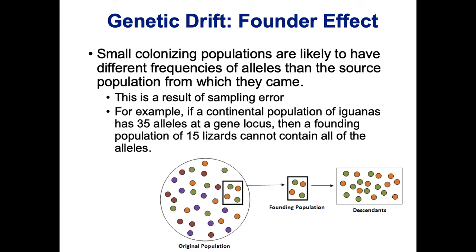So an example is if a continental population of iguanas has 35 alleles at a particular locus, then the founding population of 15 lizards cannot contain all 35 alleles. And so these 15 lizards make it to a new island, and their genetics are very different than the one that's on the continent.